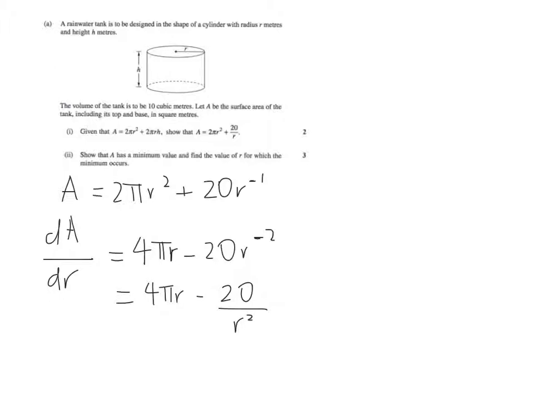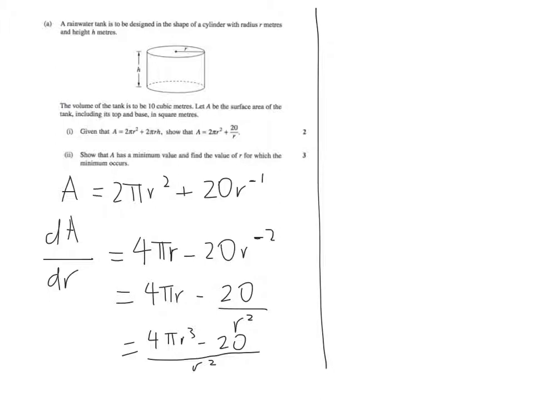I'm going to make this one fraction. You'll see why. I end up with 4 pi r cubed minus 20 on r squared. Okay, good. We've differentiated. Now the reason I've made it into a single fraction is because it will make it easier to solve. Straight away I'd look at it and say, well, r can't be 0. Mathematically r can't be 0 because I can't divide by 0. Practically r can't be 0 because if I let r equal 0 in there, I don't have a cylinder. I don't have a shape, I have a flat line, and that makes absolutely no sense. So straight away I know r can't be 0.